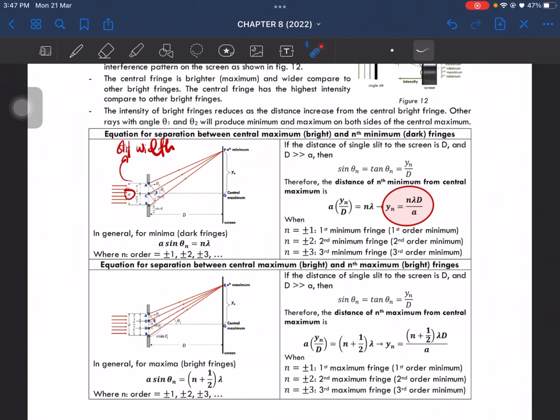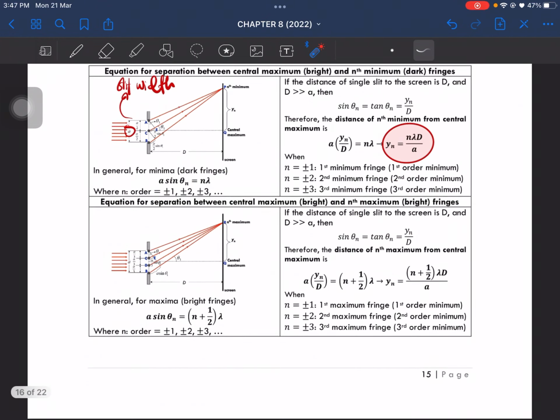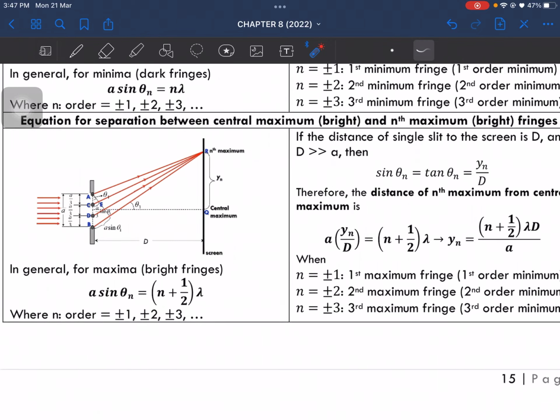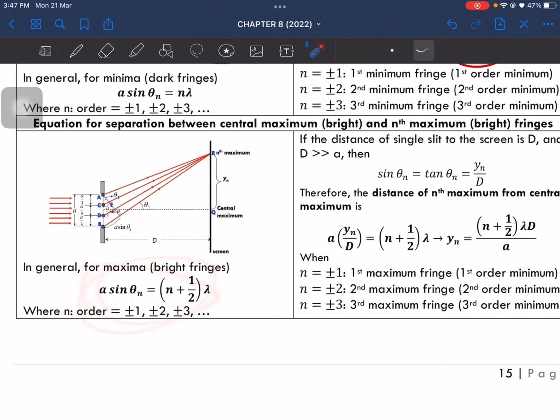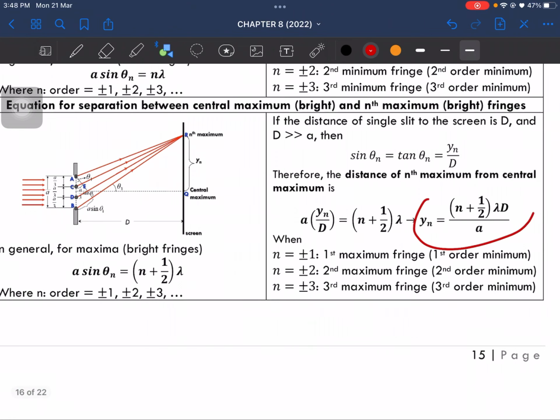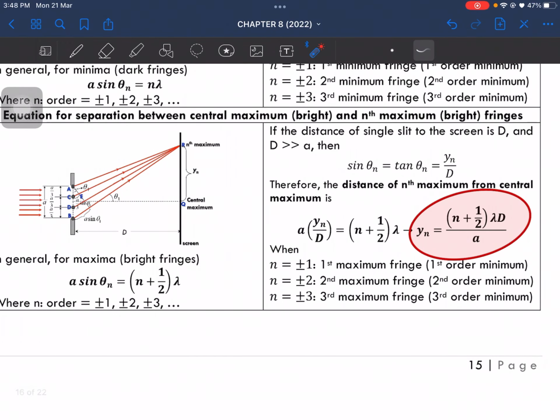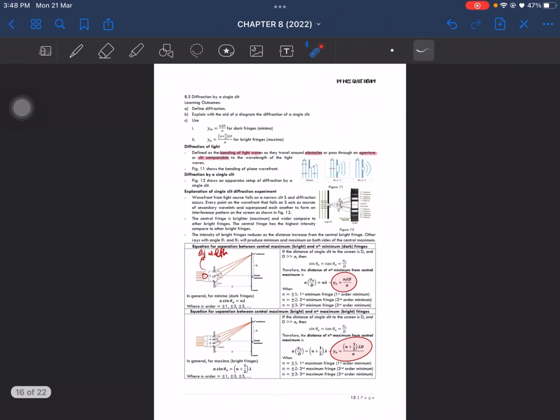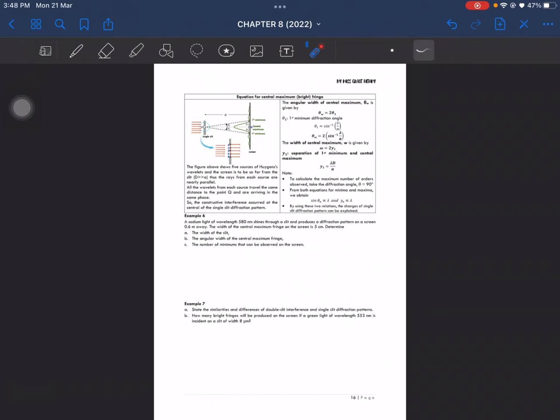Okay, now let's look at the central maximum, which is bright, and the maximum fringes also. So the maxima, which is the bright fringe, is given here. If you simplify that, you will get this equation. Again, the small letter a is the width of the slit. You just have to apply this equation in a problem situation.